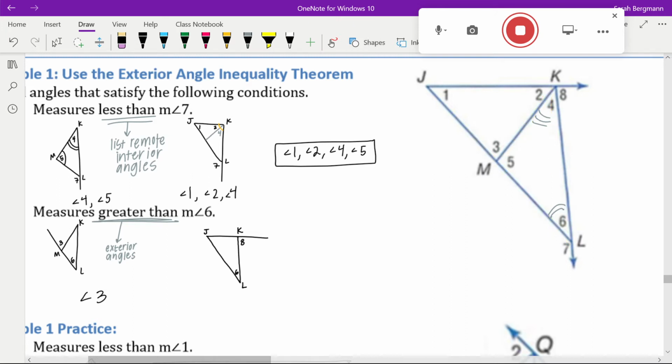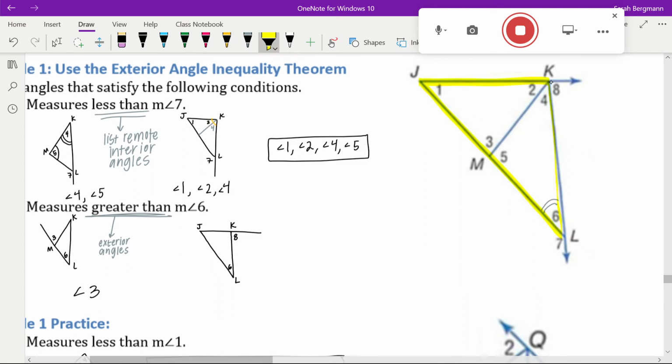I could also look at this larger triangle, triangle JKL. Again, I could extend it this way, but that's not going to help because angle 6 is touching the exterior angle. But I could also extend it this way. Now I see angle 8 is an exterior angle. The measure of angle 6 plus the measure of angle 1 must add up to the measure of angle 8. Therefore, angle 8 must have a greater measure than angle 6. So this problem has two answers, 3 and 8.